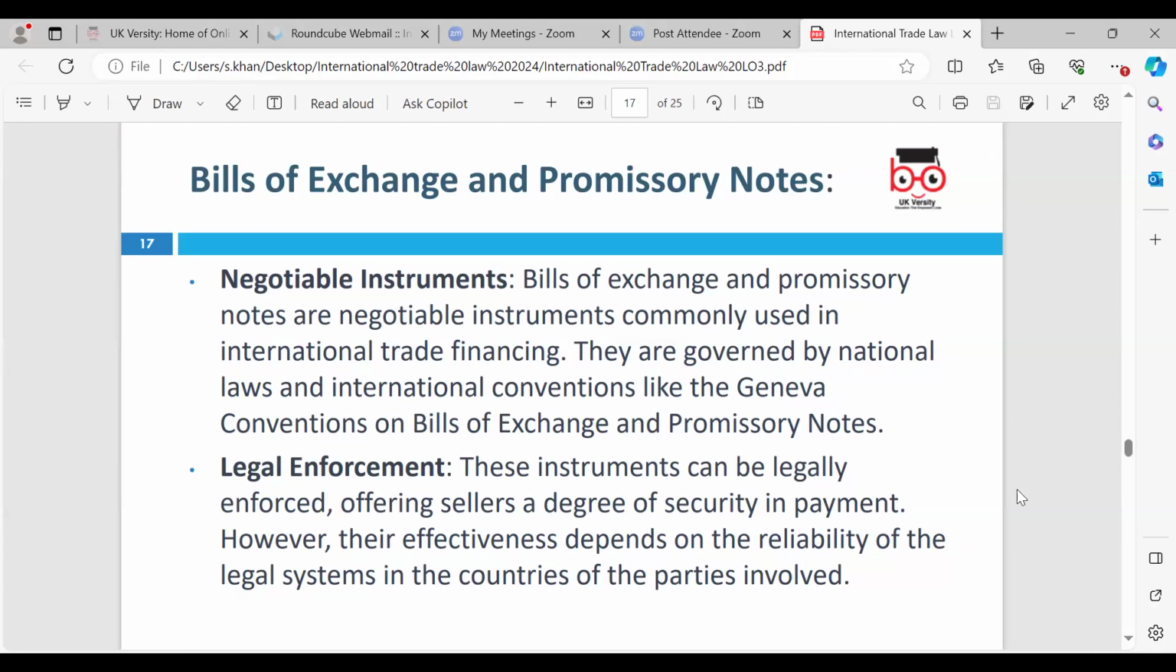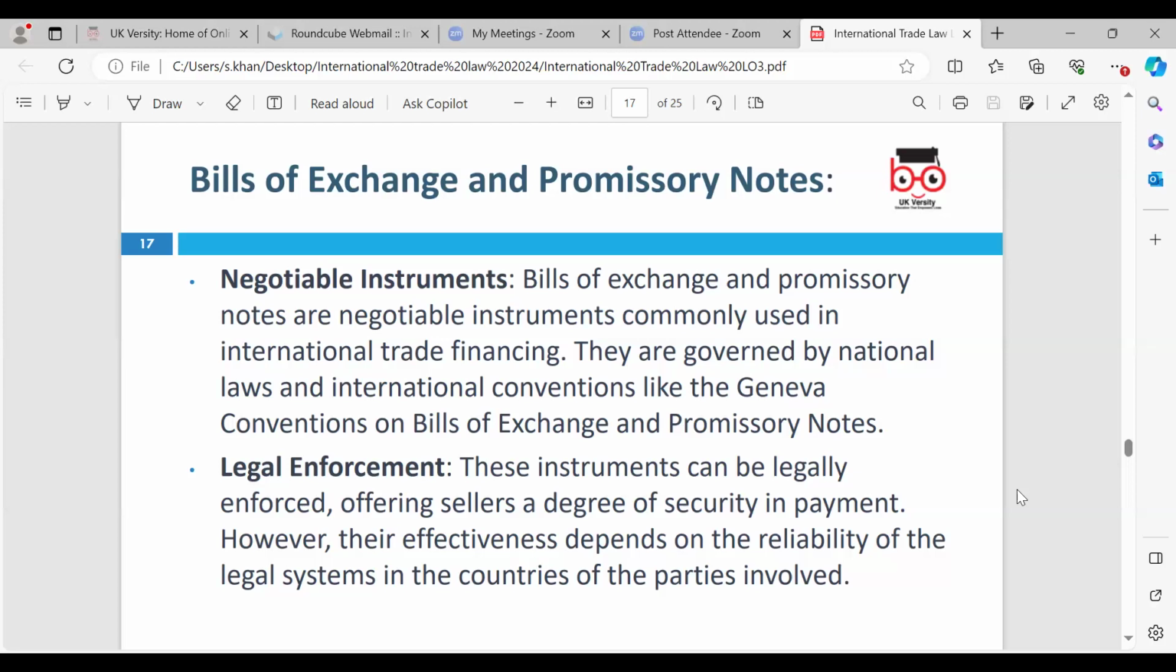So it identifies that sellers are able to have some sort of protection when trading globally. These instruments can be legally enforced, offering sellers a degree of security in payment. However, their effectiveness depends on the reliability of the legal system in the countries of the parties involved.